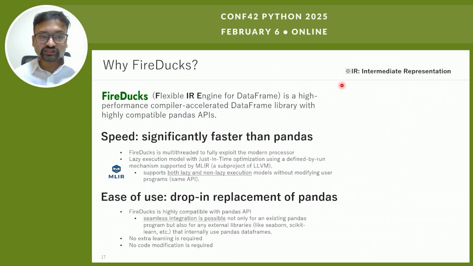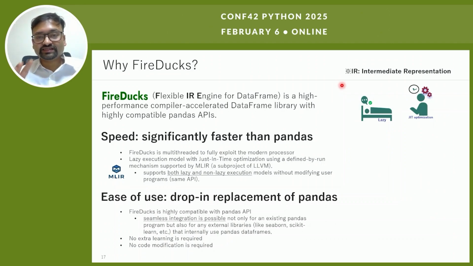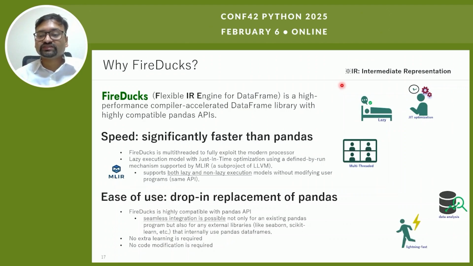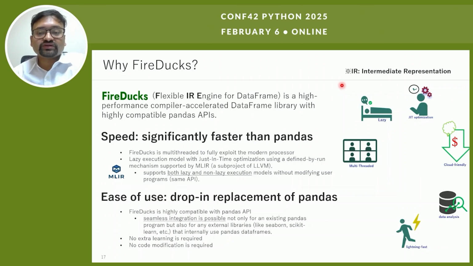Now, why should you be interested in exploring this library? First, Pandas doesn't offer you optimization, but FireDucks is lazy. Because of the laziness, it can do just-in-time optimization for you. If you have a good system with multiple cores available, it can parallelize the workload among the multiple threads. That will result in much faster data analysis. If you work in the cloud, you will experience less cloud cost. And of course, it will run much faster, so it will contribute to less carbon dioxide.